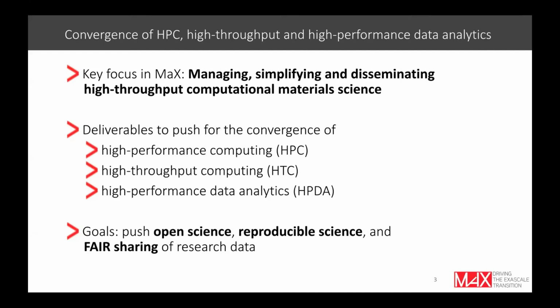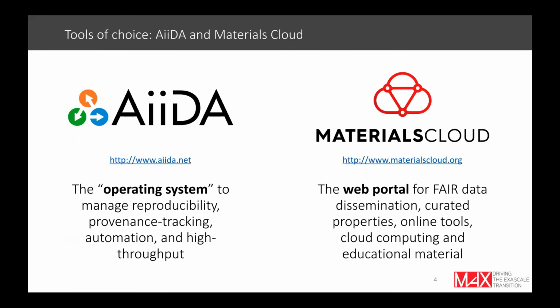These three have a specific work package in MAX, which is focused on making them converge and integrating the tools. The ultimate goal is to push for open science, push for reproducible science, and make sure that the data you produce in your research can be shared according to the FAIR principles of research data. In MAX, we've been developing a number of tools to make all of this possible. In particular, the two tools of choice, which will also be presented today, are on one side AiiDA, and on the other side the Materials Cloud.